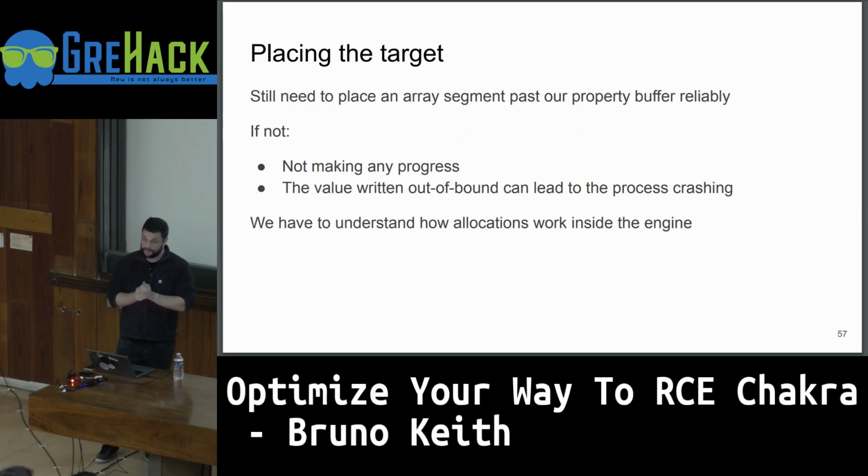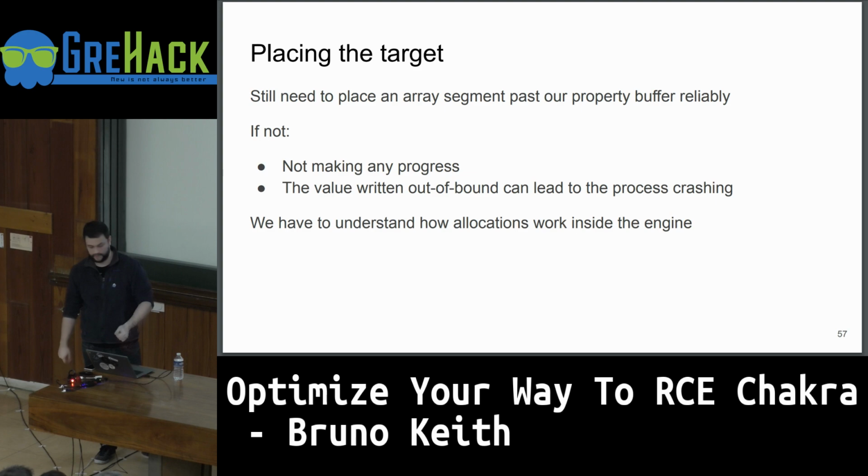Now, the second thing I talked about: we have this array segment that looks super interesting to place in memory and overwrite. The question is, can we effectively place it where we want it to be so that we overwrite the first field? If we're not able to do that, we're not really making any progress. We also have to keep in mind that no matter what, the value will be written out of bounds. So if we don't control what's overwritten, we might overwrite whatever and crash the engine altogether, which is something we want to avoid.